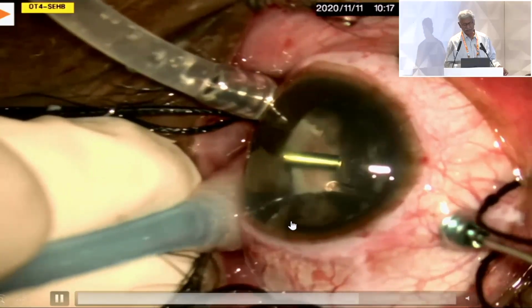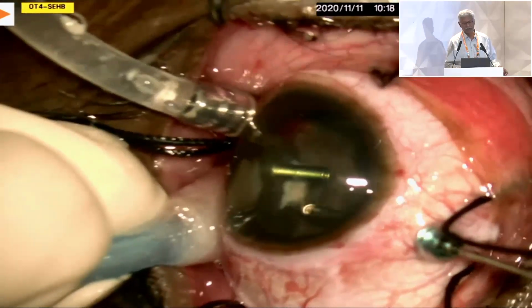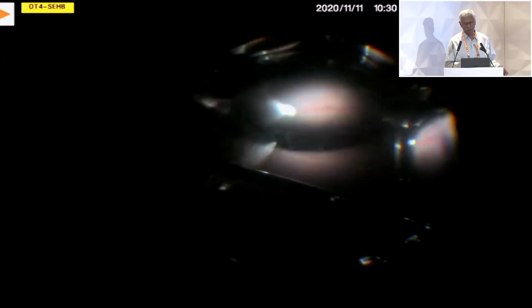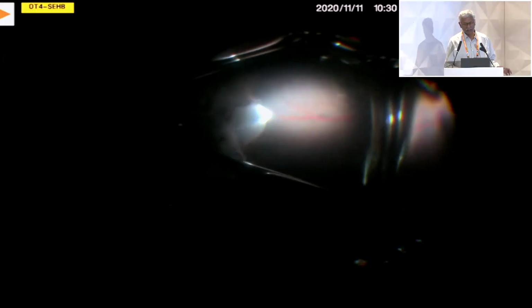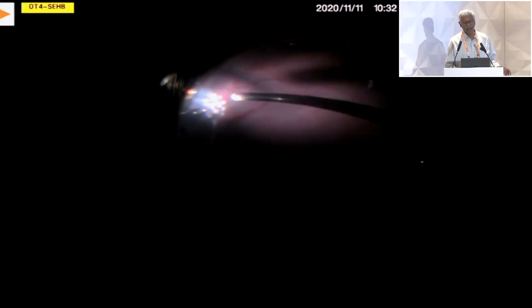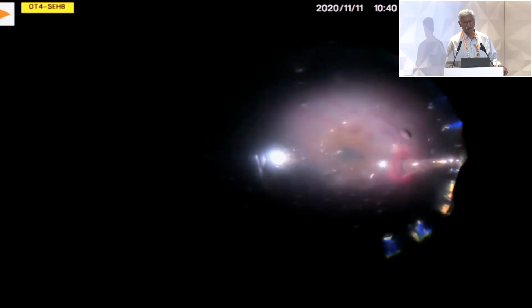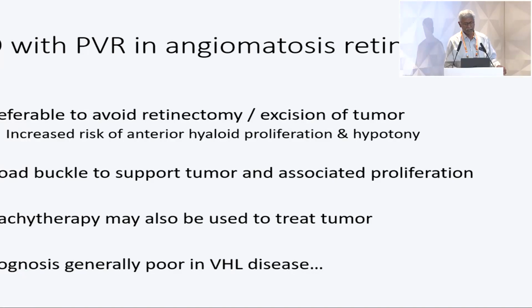This is a phakic patient. We are removing this mass of fibrovascular tissue and the tumor in the periphery. This is one of the rare situations where we remove the tumor as well as the fibrovascular tissue around it, creating a retinectomy. The edge of the retinectomy fell on the buckle which we had already placed. The buckle was placed to support the tumor, but here we had to resort to a retinectomy.